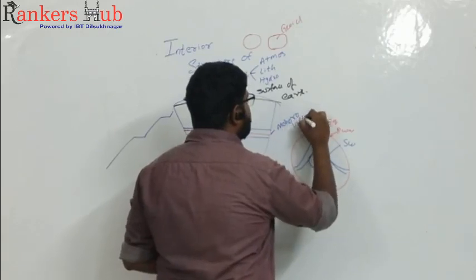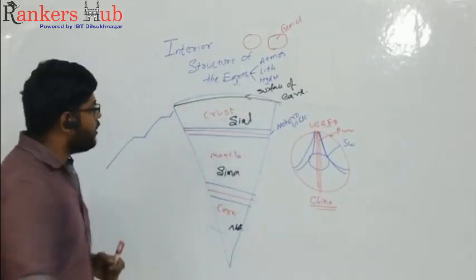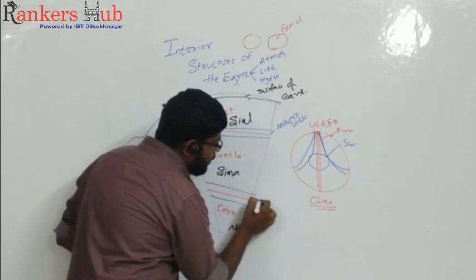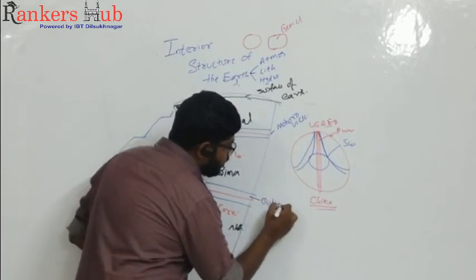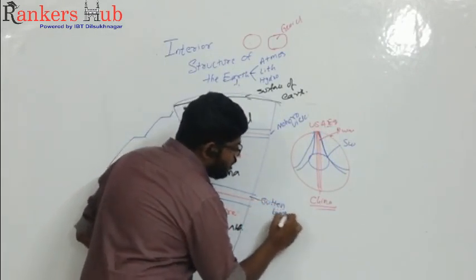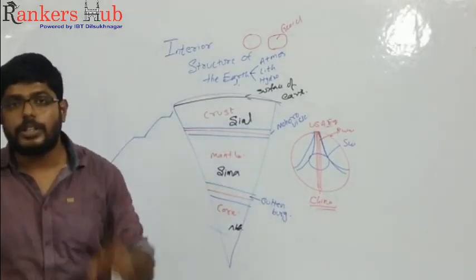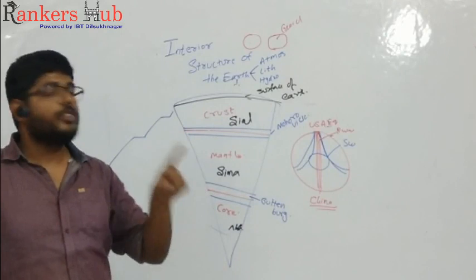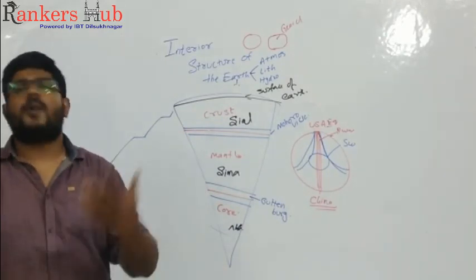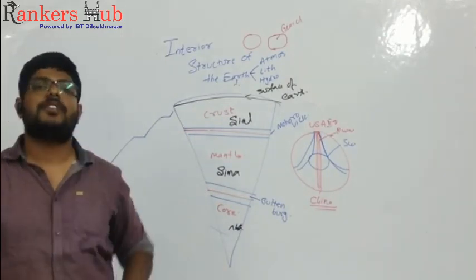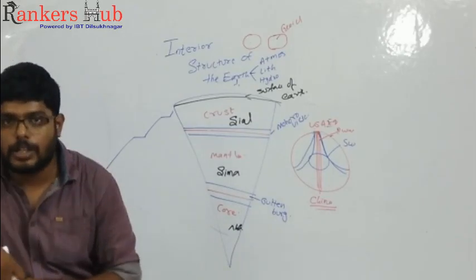The first discontinuity will be called the Mohorovičić discontinuity, and the second discontinuity will be called the Gutenberg discontinuity. So initially, how many discontinuities are we having? We are having three layers and two discontinuities. First is Mohorovičić, second is Gutenberg, right? It is obvious that if we have three layers, we will have two discontinuities, right?